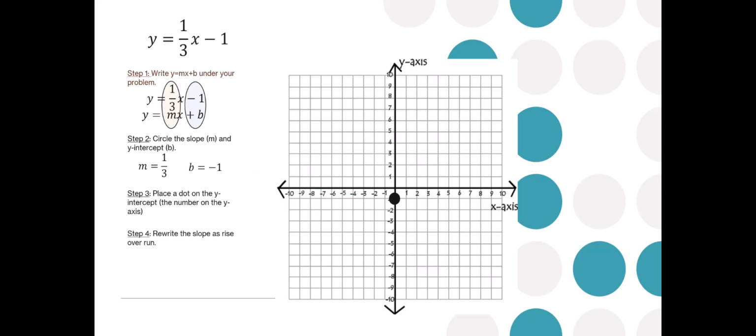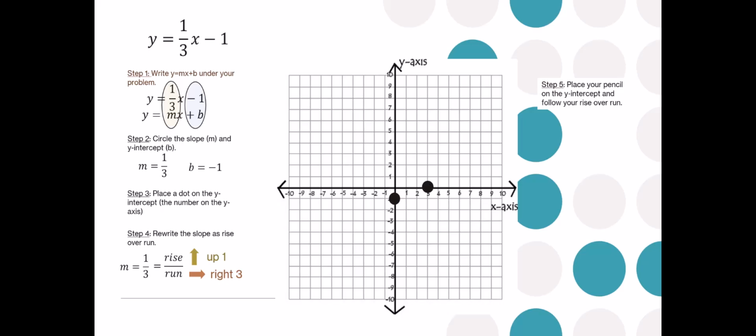Next, we want to rewrite the slope as rise over run. Our slope is 1/3, and that's rise over run, which actually means we're going to go up 1 and to the right 3 from the y-intercept. Place your pencil on the y-intercept and follow your rise over run. Now my pencil is on my y-intercept, which is -1. I'm going to go up 1 and over 3 and put another dot.